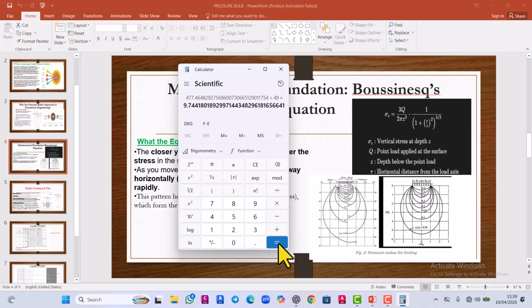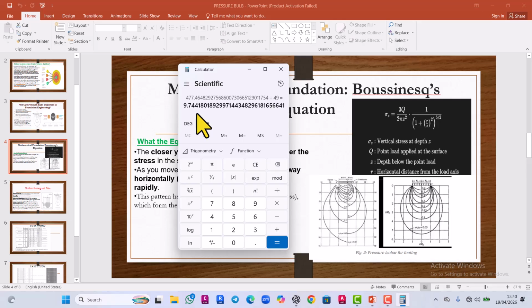Okay, so then we are assuming that the point of consideration is directly at the center of the load. So if we are looking at the center of the load, that means the horizontal movement will be 0. That is, your R will be 0. When you put the 0 of R here, everything here turns 1. And once it turns 1, you have just this formula. So you see that at 7 meter, we are having a pressure of 9.7.